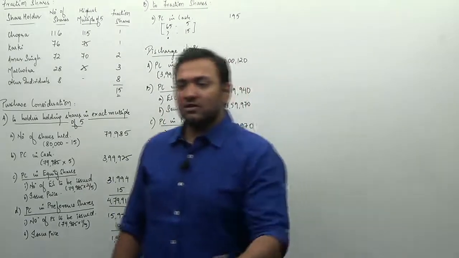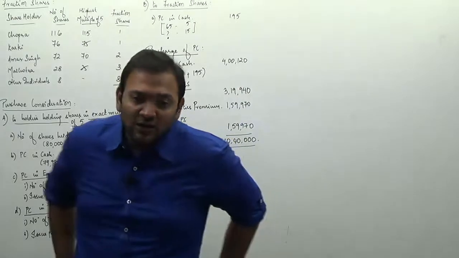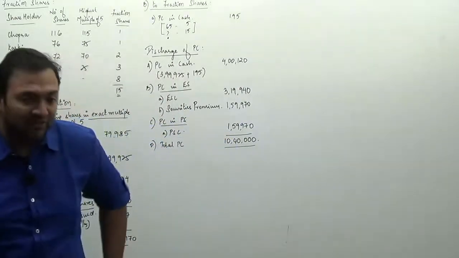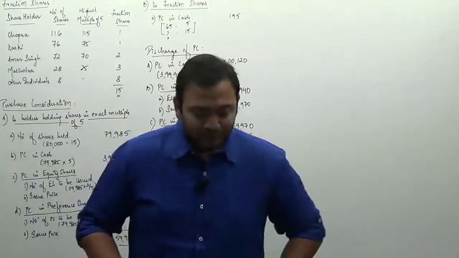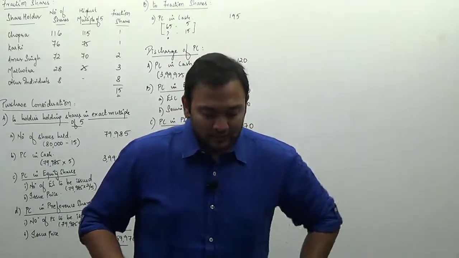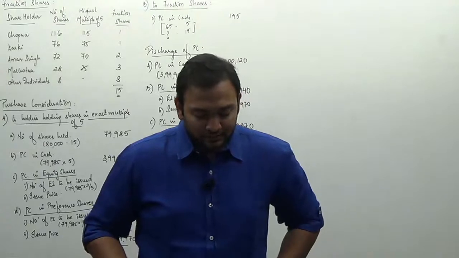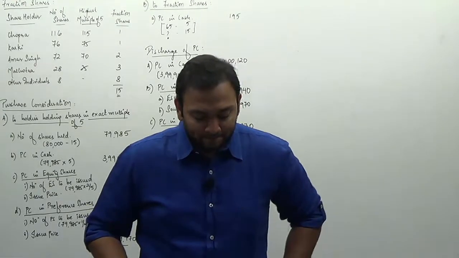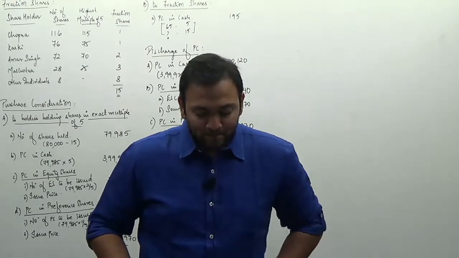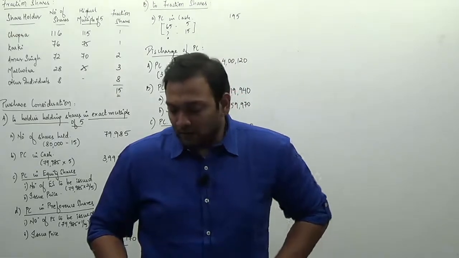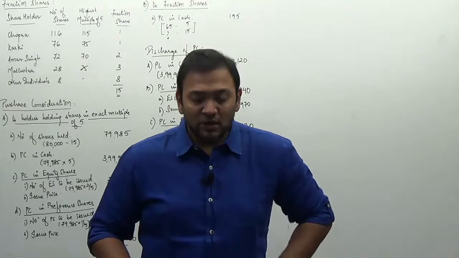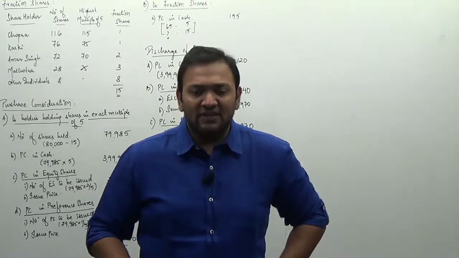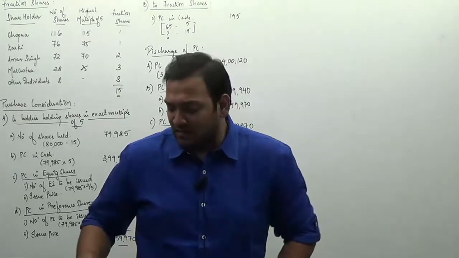Amalgamation is by purchase because of the first one. Because the first point is said debentures. Debentures change, definitely it is purchase. So let's start. PC, what method? Payments method, because exchange ratios are there. When you have exchange ratio, you can take payments method.